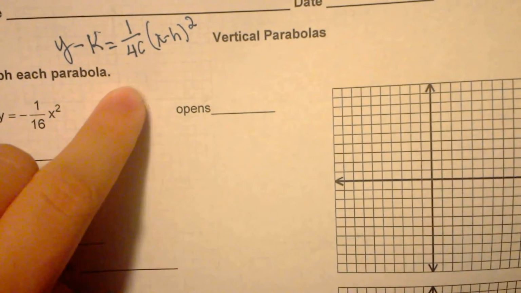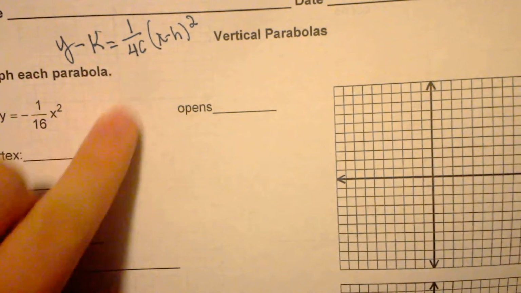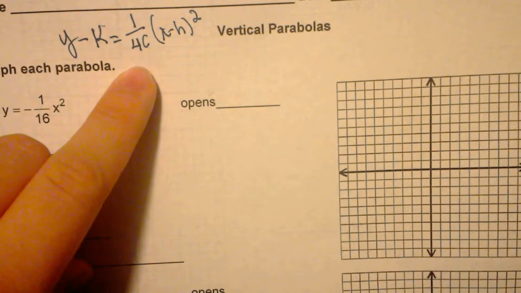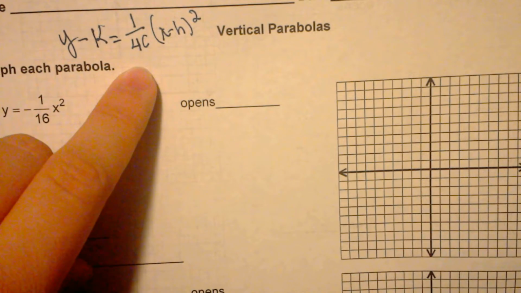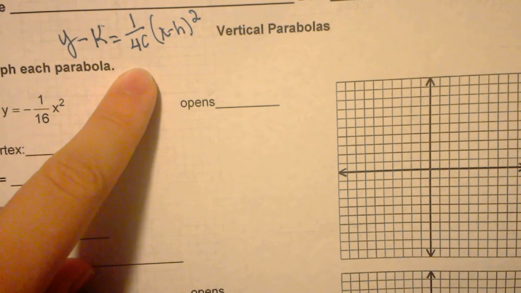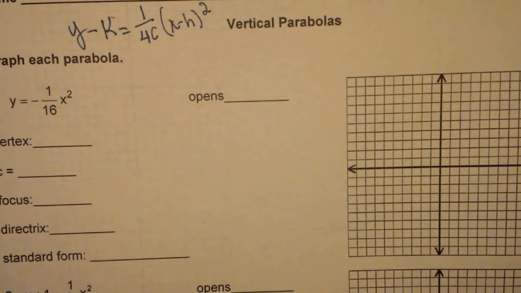You typically won't see it in this form. This is how you get your C value. C is the difference between your vertex and your focus. And coincidentally, well, not really coincidentally, it's a definition, the vertex and the directrix. So we're going to see what those look like graphically.